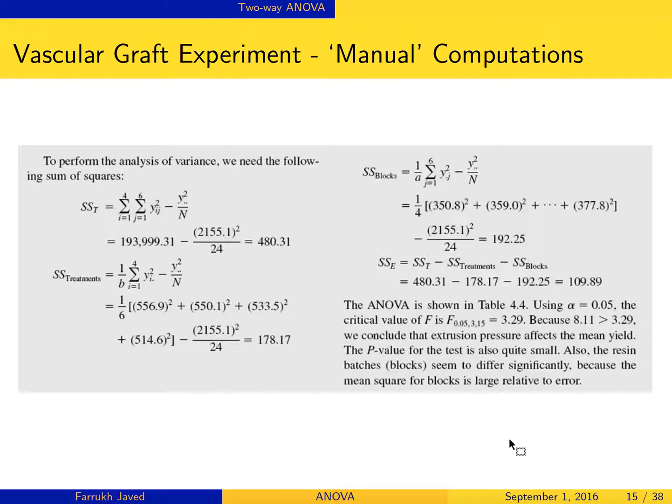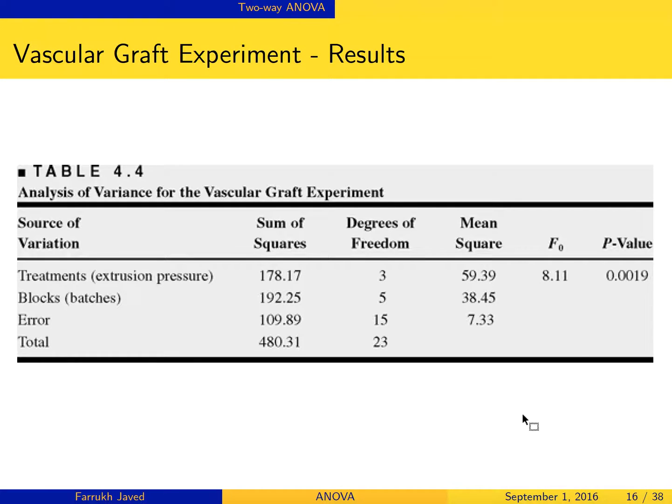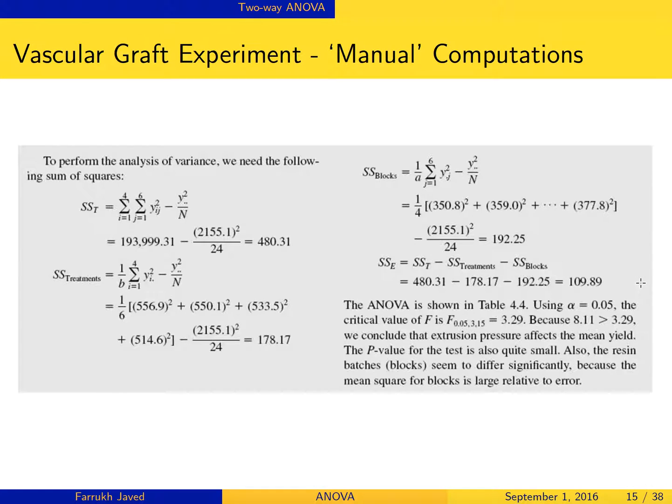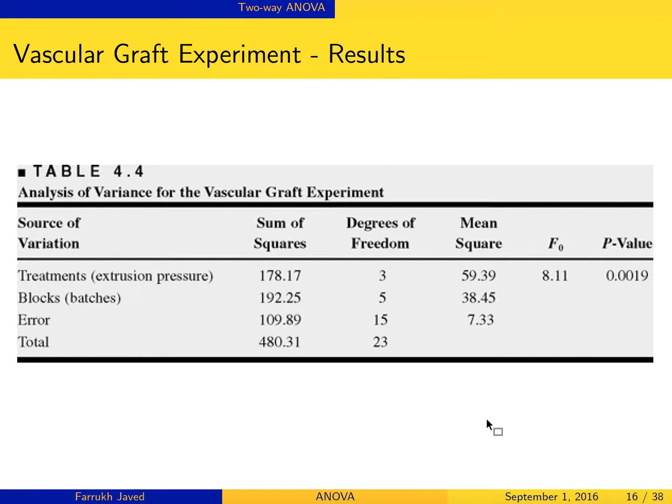Remember, our test hypothesis is that all the means are equal and all the blocks are equal, right? Now we will compare our p-value with alpha and see whether we are going to reject or not reject. So now here the p-value is very low, 0.001. And our alpha was 0.5%. So we compare our p-value with alpha and we decide that we are going to reject our hypothesis. And the treatment means are different, right?